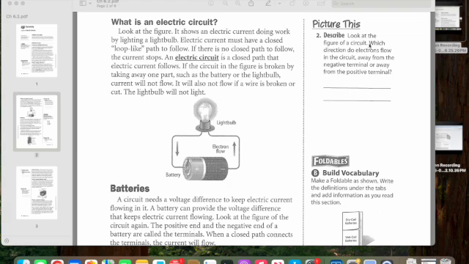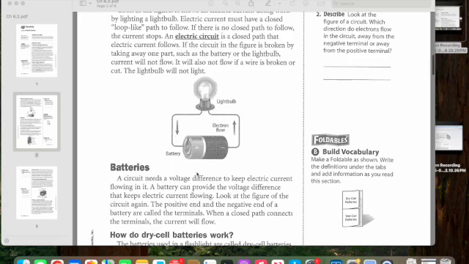Look at the figure of a circuit. Which direction do electrons flow in the circuit? Away from the negative terminal or away from the positive terminal? They flow away from the negative terminal. And you can remember this because they're going to be attracted to the positive terminal since electrons are negatively charged.